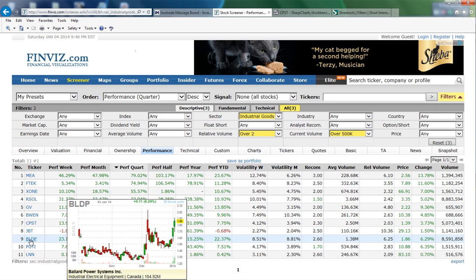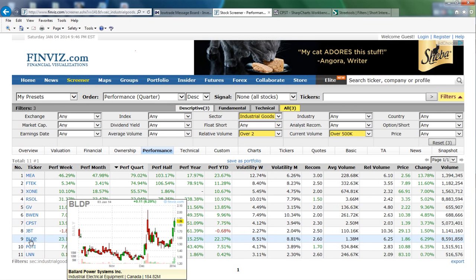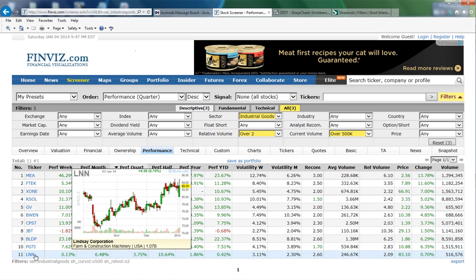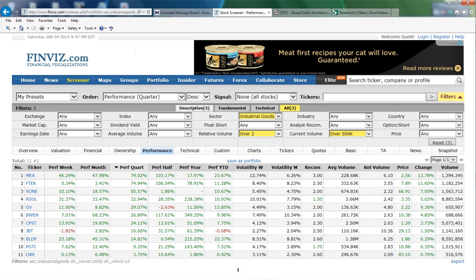JB. Don't like it. I see a symmetrical triangle that's breaking out. But it's $10. I don't want to play $10.